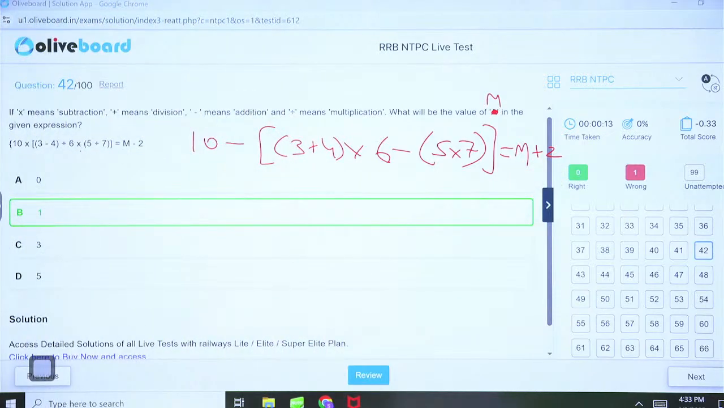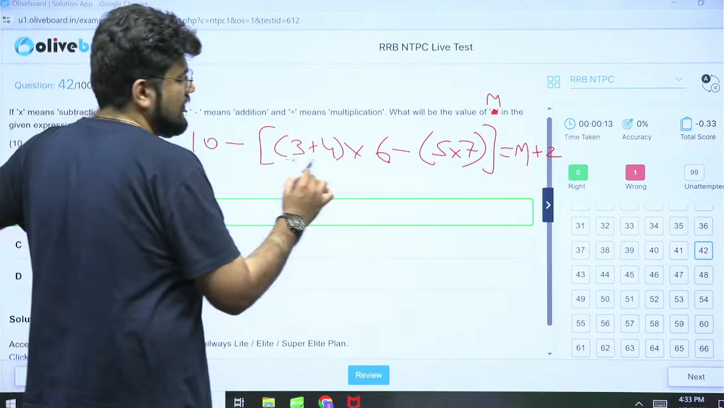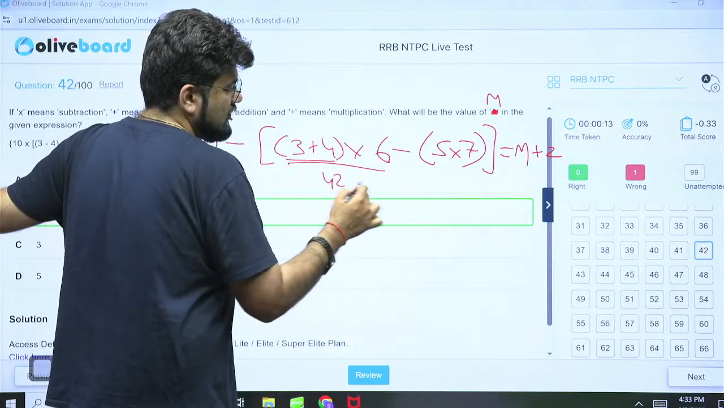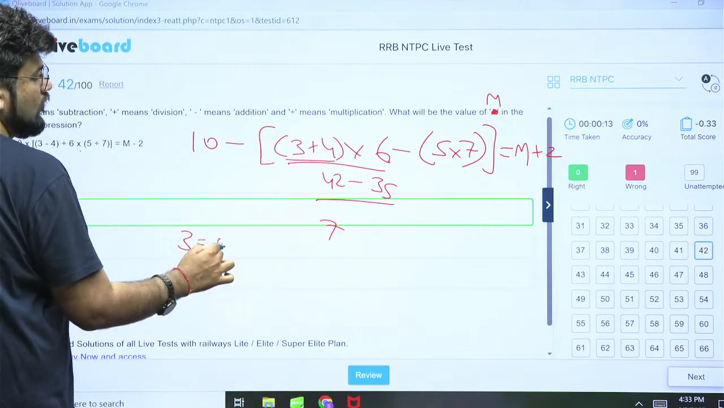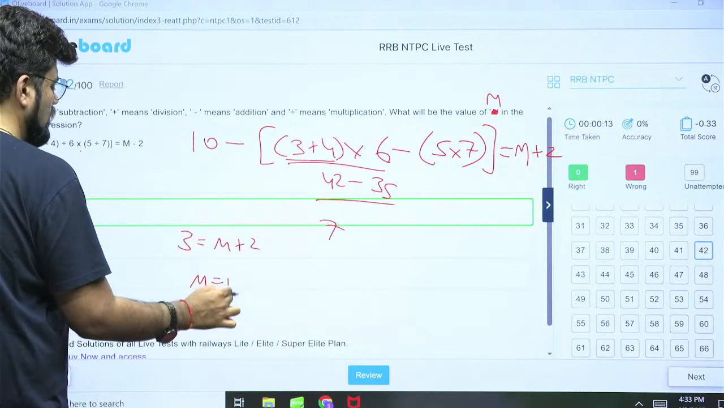Now solve it. Convert it first and then solve it. So this is 7. 7 into 6 is 42. And this is 35. By BODMAS, you will get 7 here. 10 minus 7 will give you 3. 3 equal to M plus 2. So M will be equal to 1.